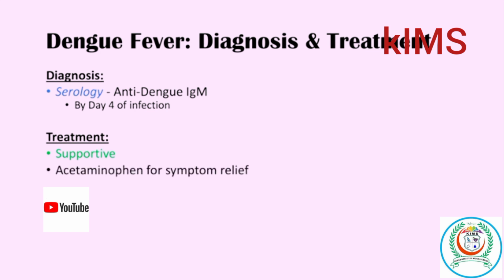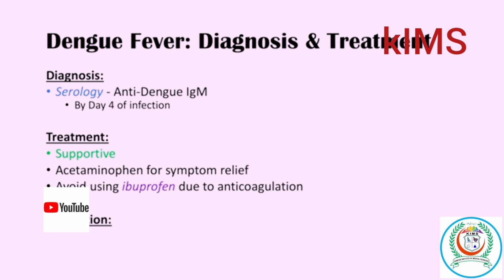We can use acetaminophen for symptom relief, but we want to avoid using ibuprofen or Advil due to its anticoagulation properties because we've talked about it before, we have decreased thrombocytes or decreased platelet count. So we don't want to decrease platelet functioning by using ibuprofen or Advil. So we avoid using this.